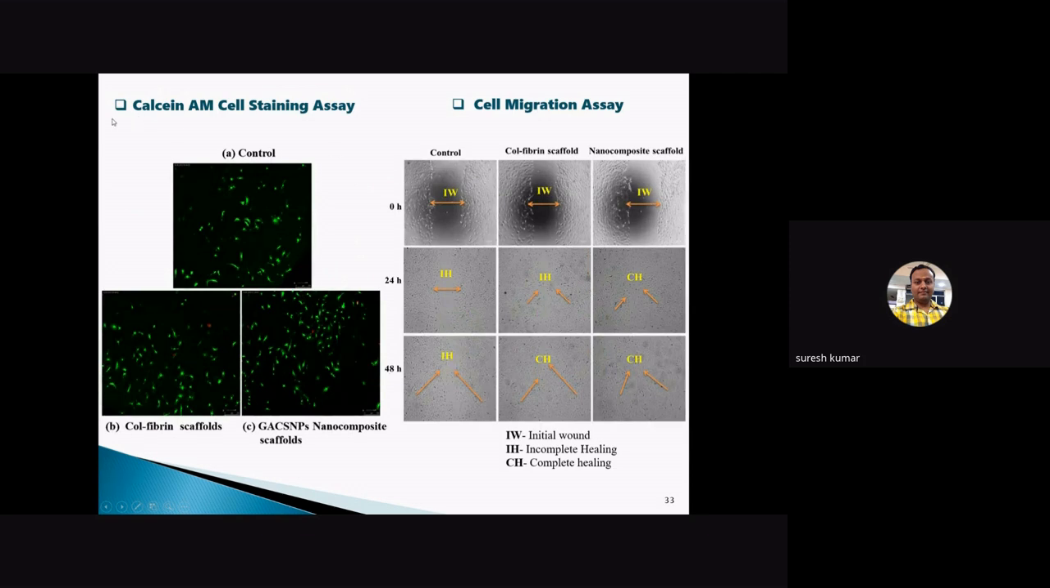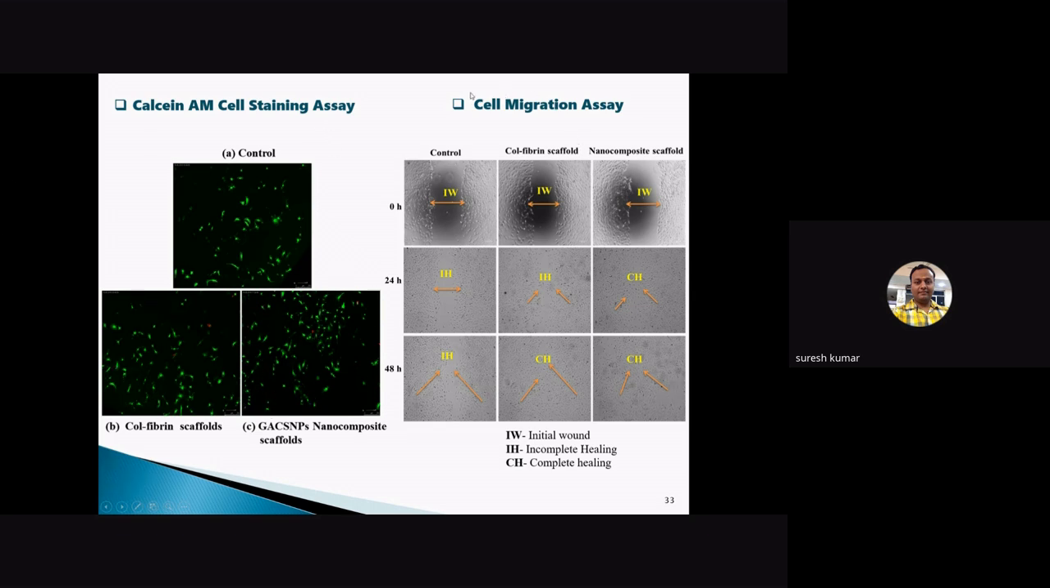Similarly, the live and dead staining has been carried out by using calcein AM, calcein acetoxymethyl ester derivative, followed by the counter staining with propidium iodide, with different scaffolds containing collagen fibrin and gallic acid containing collagen fibrin scaffold. We can see there are no dead cells, no much red cells, which indicate dead nuclei, and we can say we are able to stain mostly viable cells on these 3T3 fibroblast cells.